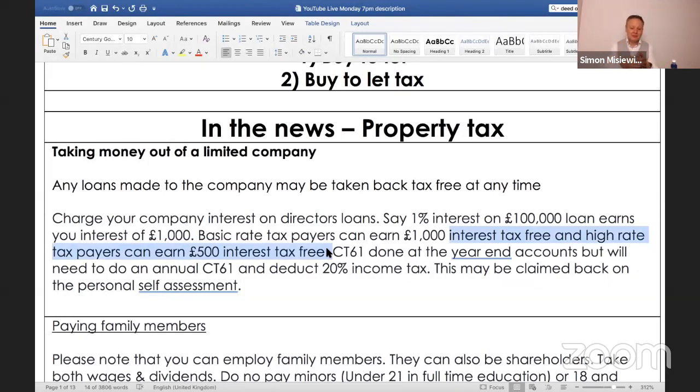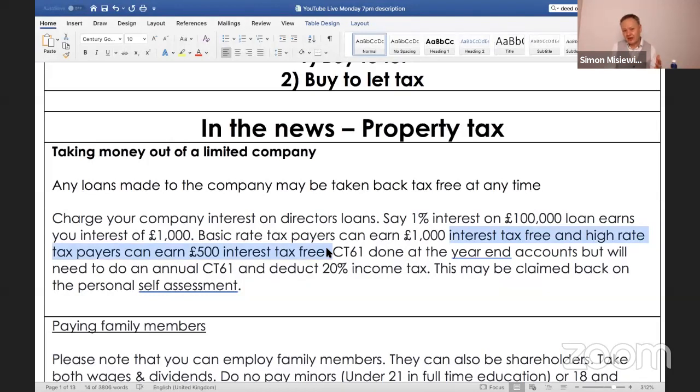Charge your company between 0.1% interest and 8%. Let me restate that. 0.1% is probably the minimum that you should charge your limited company, up to 8%. And that is to get tax-free income into your personal name.